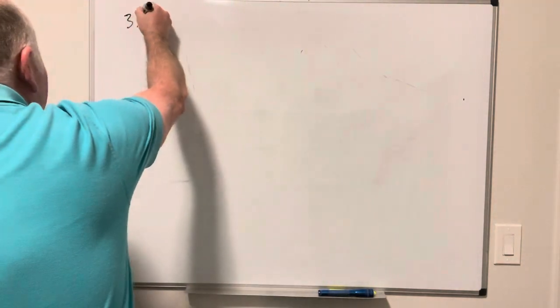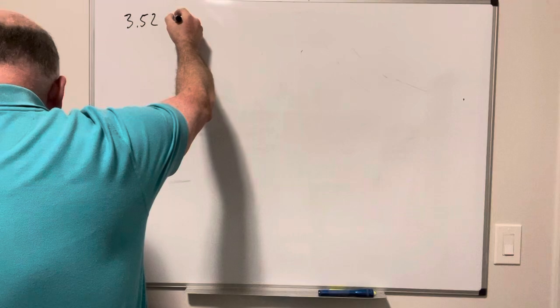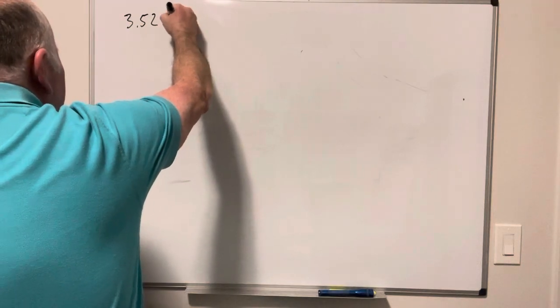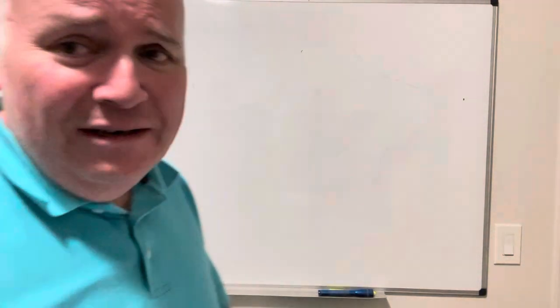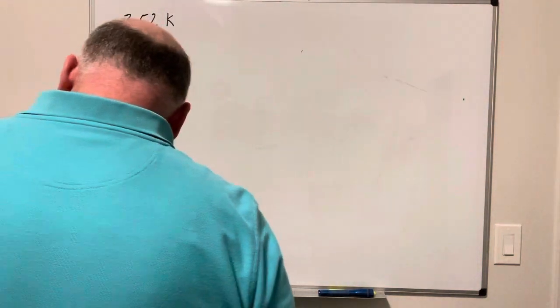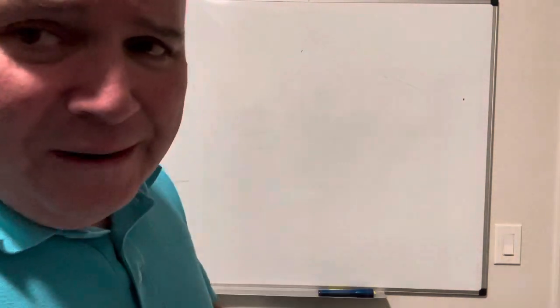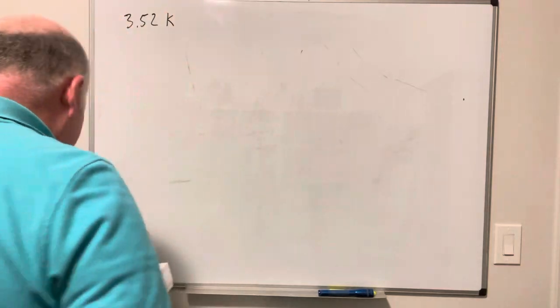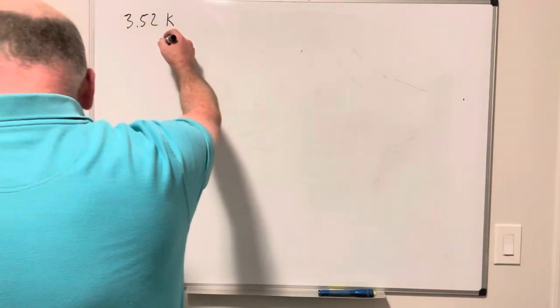All right, so here we go. 3.52, and this is K. So it looks ugly, when you look at it, it kind of looks ugly, right? So let's take a look. Interestingly enough, there's only one term in the whole problem. It's all multiplication and division, so no addition or subtraction.